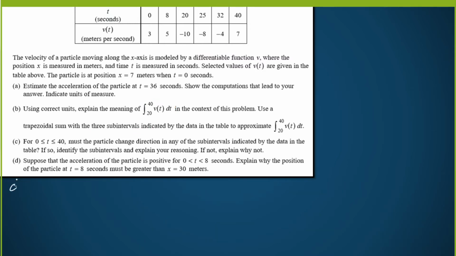Okay, part C. I want to know, based on the data from the table, does the particle change direction? And if so, when does it change direction? When the slope gets negative? Okay, so if the slope changes from positive to negative, that would change direction. Or if it changes from negative to positive, that would also change direction.